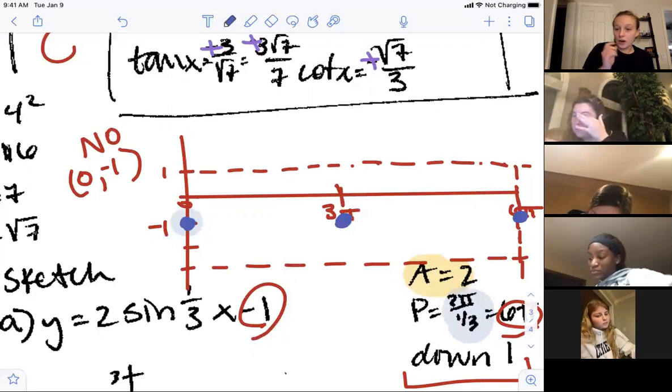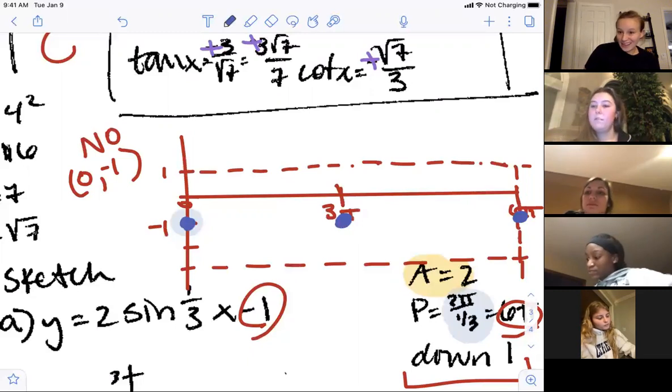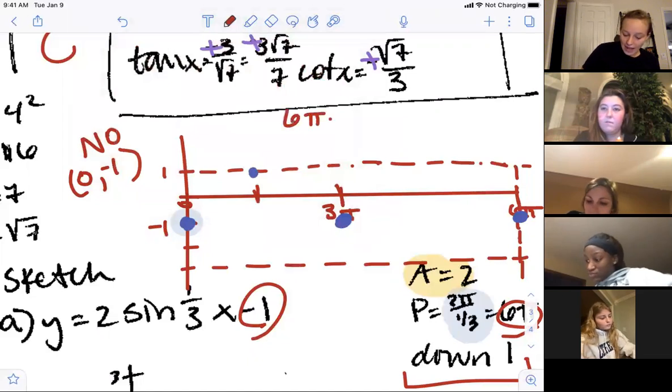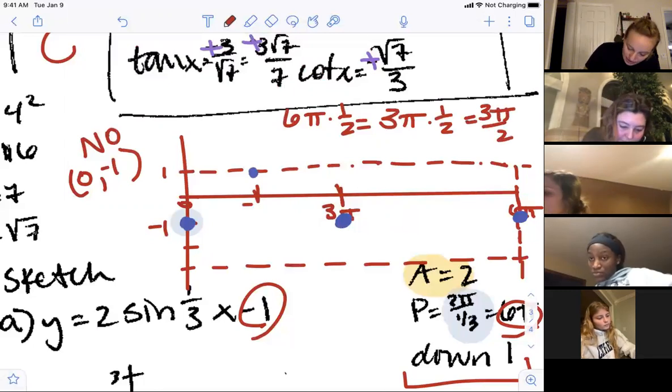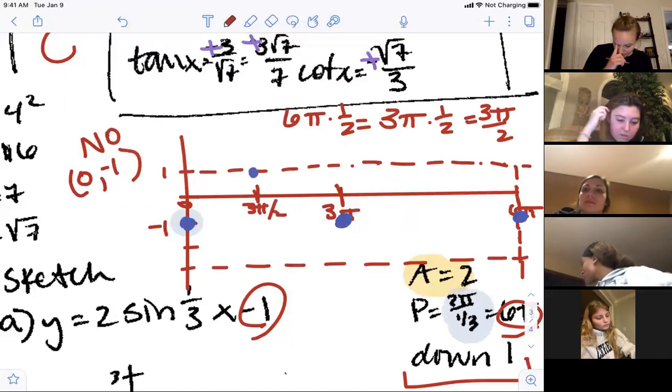The next 2 points are exactly in between the first and the middle, and then the middle and the last. So I think it's easiest to think about, what's half of 3 pi? You can guesstimate. You can say it's going to be around here somewhere because that looks like it's halfway between. But if I wanted to know exactly where it was halfway between, just like we did 1/2 of 6 pi and got 3 pi, we can do 1/2 of 3 pi. That would be 3 pi over 2. So this point's technically at 3 pi over 2.